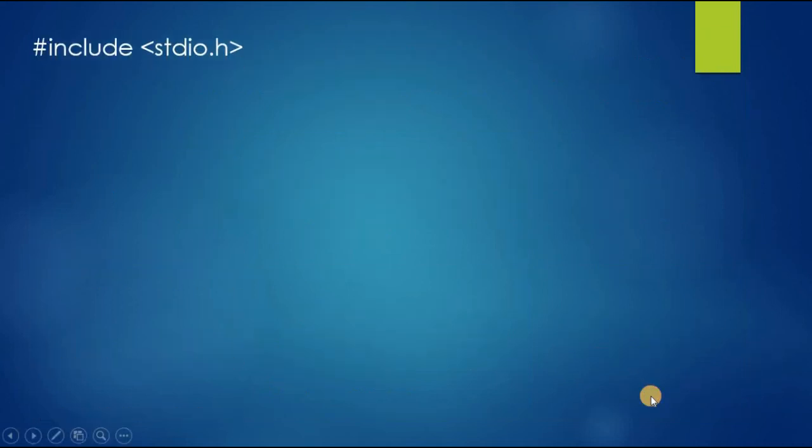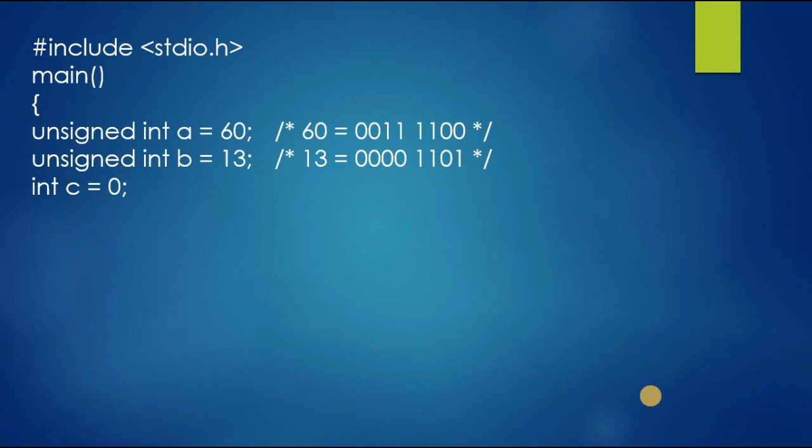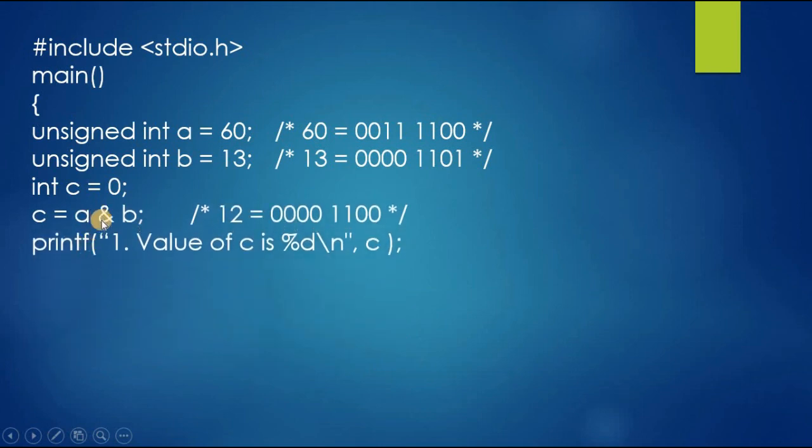Next we will see one program here. First we declared a preprocessor command, then we declared the main function. Inside the main function we declared the unsigned integer variables a and b. For a we declared the value as 60 and for b we declared the value as 13. In a comment line we have written the binary numbers for 60 and 13. Next we declared the integer variable c equal to 0. Then we are performing the AND operation. Then we are printing the result for c.